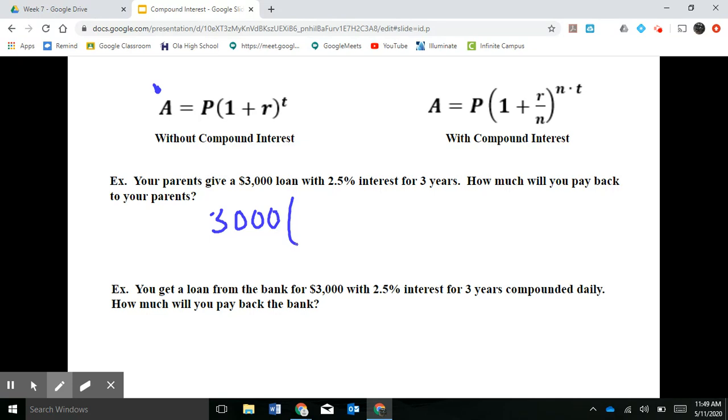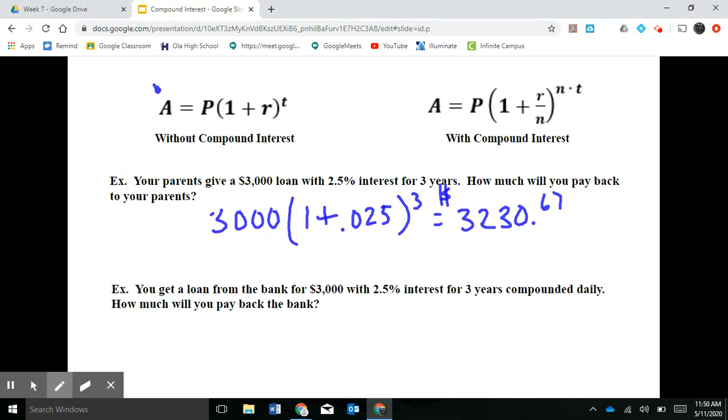1 plus, it's always 1 plus the rate. Change it to a decimal, so it's 0.025 for 3 years. And so we just plug that in our calculator. If you have the 36X Pro, you can type it in just like that, and at the end of 3 years, you're going to pay your parents back $3,230.67.